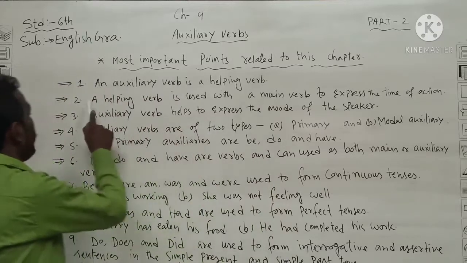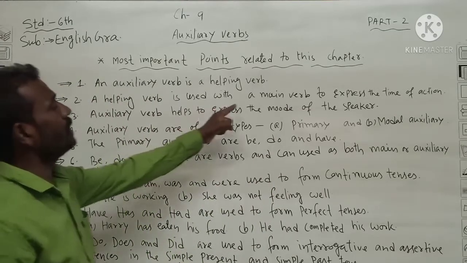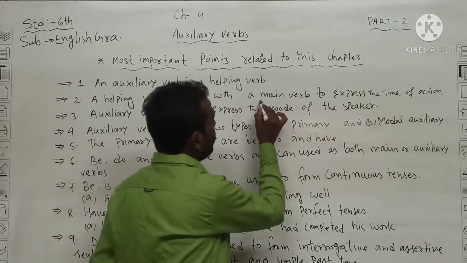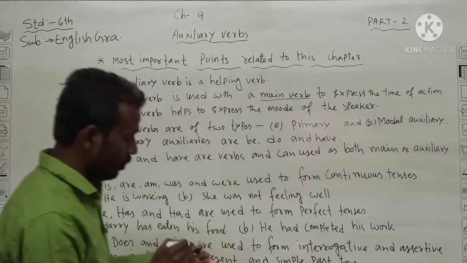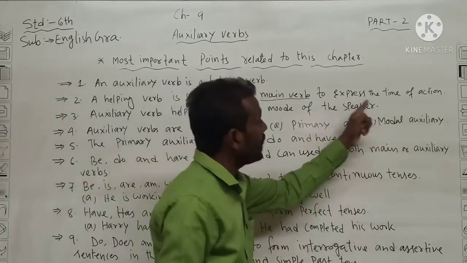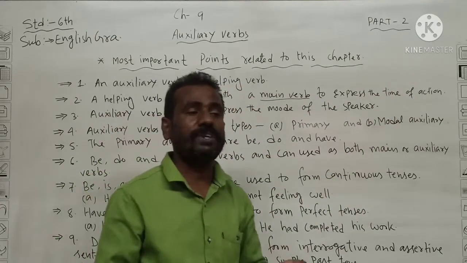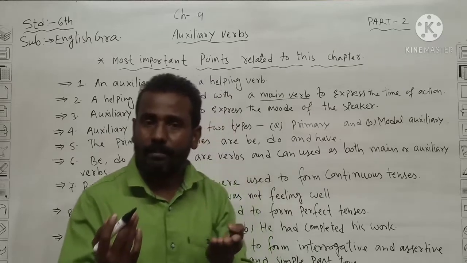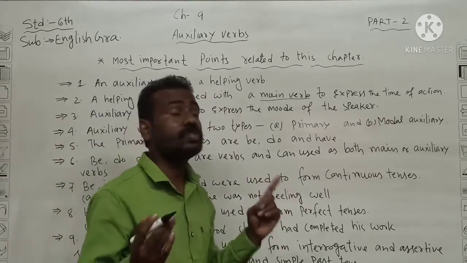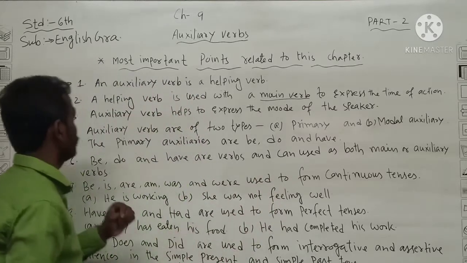Point number 2: a helping verb is used with a main verb. I am underlining it here. A helping verb is used with a main verb to express the time of action. To express means to tell your point, to complete the sentence. That is called express, whatever you are telling.